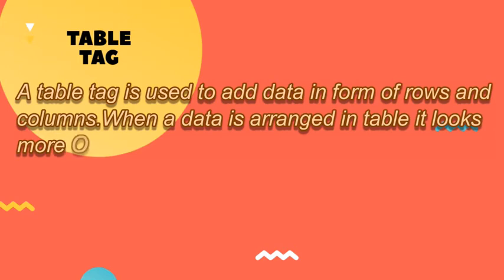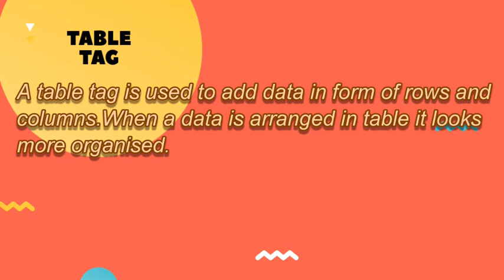So when we are talking about a table in HTML, a table is used to arrange data in the form of rows and columns. Basically a table involves two things: one is the row and the other is the column. When data is arranged in a table, it helps the table look more organized.